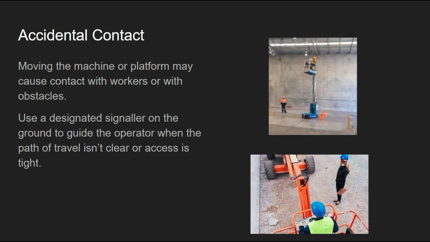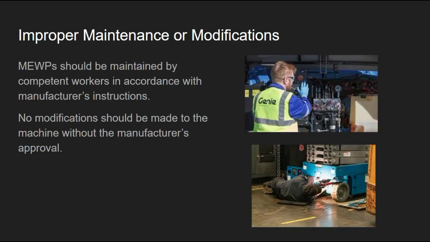Accidental contact. Moving the machine or platform may cause contact with workers or with obstacles. Use a designated signaler on the ground to guide the operator when the path of travel isn't clear or access is very tight. Improper maintenance or modifications. MEWPs should be maintained by competent workers in accordance with the manufacturer's instructions. No modification should be made to the machine without the manufacturer's approval.